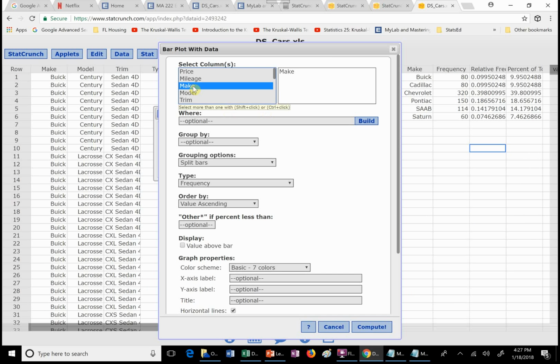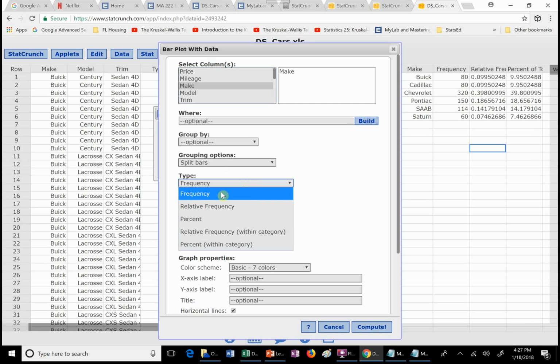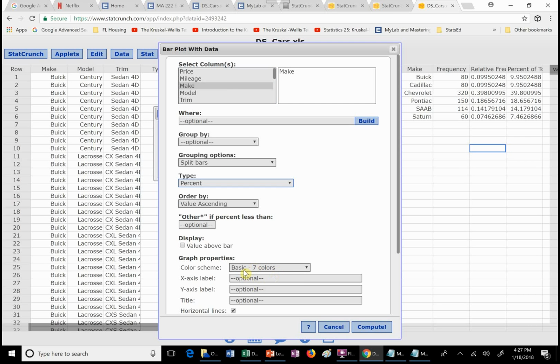Okay, so I'm going to do make. And I'm going to do percent. Value above bar. Okay. And then I'm going to fill out the labels. So this is car make, or make of car. This is percentage. And then I'm just going to say distribution of car makes. Okay?